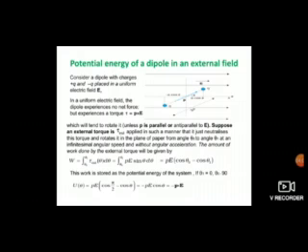So, we have learnt the potential energy of a dipole in an external field. The final expression that we got, if the angle of rotation is from 0 to 90 degrees, is minus PE. Thank you, children.